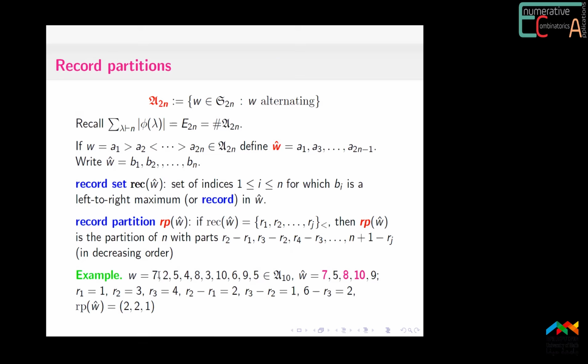So here's an example. Here's a permutation in A_10. The odd indexed terms are 7, 5, 8, 10, 9. The records are 7, 8, and 10. They're in positions 1, 3, and 4. So the record set is 1, 3, 4. The differences between the consecutive terms are 2, 1, and finally 6 minus 4, 2. So the record partition has these numbers in decreasing order: 2, 2, 1.